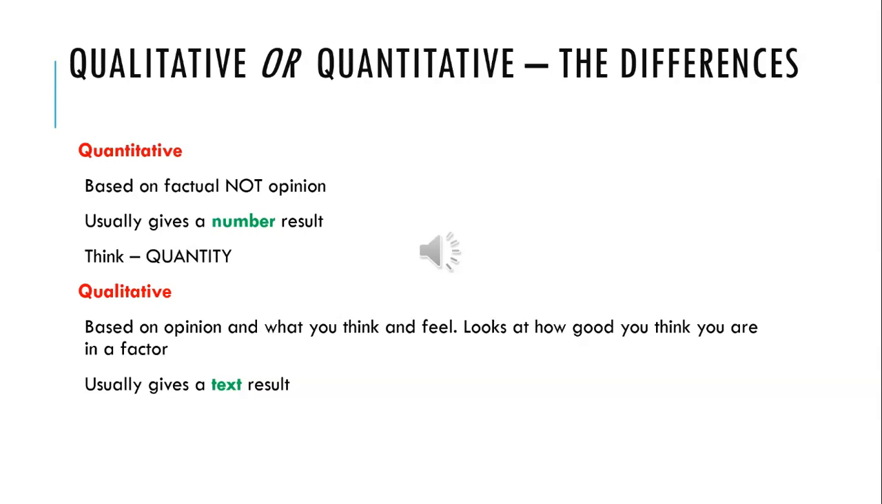For qualitative data, it's based on opinion of what you think and what you feel. Looks at how good you think you are in a factor usually, or how you might have development needs, and you've got to write that down in a text result, so it's written answers in words. Okay, that's the main differences between. That's what you would include in your descriptions. Hopefully you got that from the video.